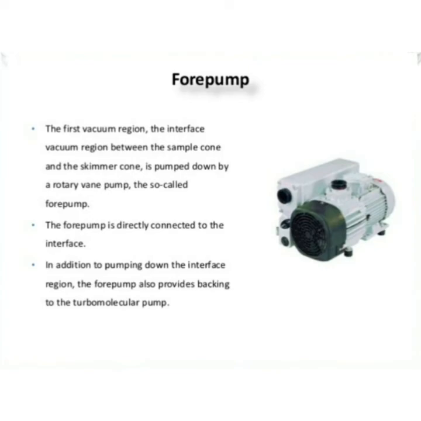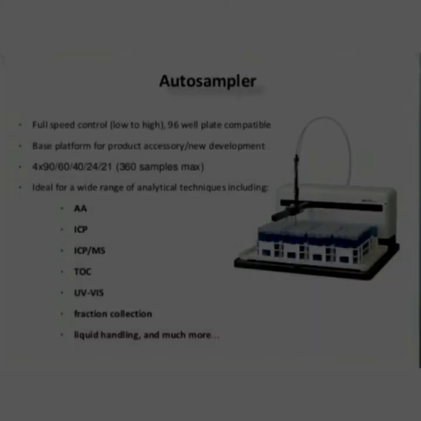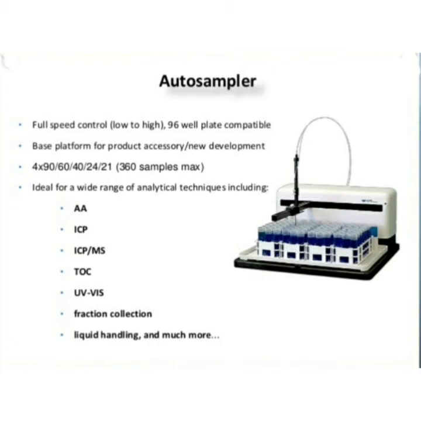In the ICP-MS, when we prepare samples, we do not inject manually. There is an autosampler also. In that autosampler, what are the criteria? Full speed control, low to high, 96 well plate compatibility, base platform for product accessory, new development. A maximum of 360 samples we can keep in that plate.